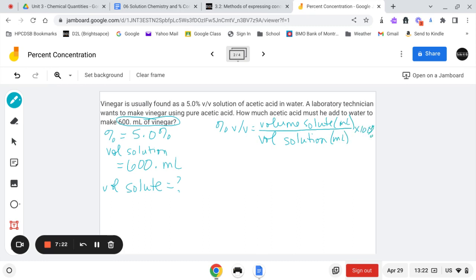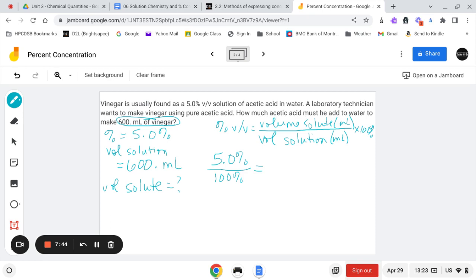Okay. So what we're going to do is, because we know the percentage concentration, we're going to do the 5%. We're going to put it in there. And I'm going to immediately divide by 100. Okay, remember that we multiply by 100 to get to a percentage value. But when we are given a percentage value, we have to divide it out by 100. So let's do that right off the bat.